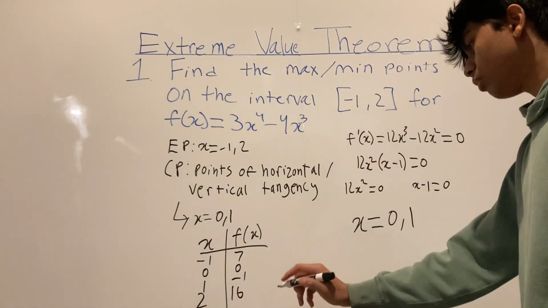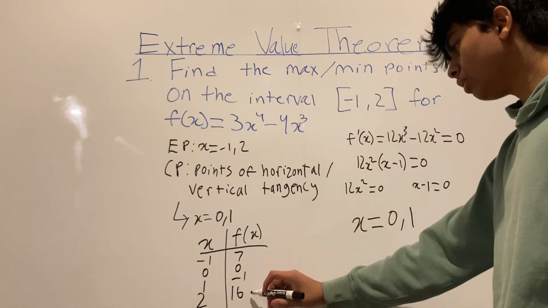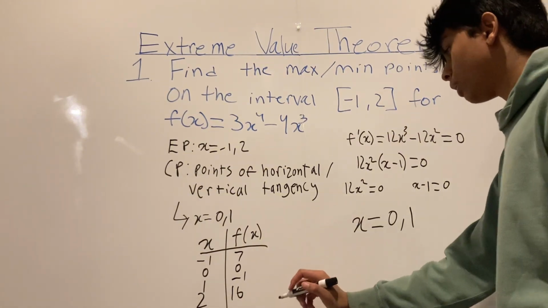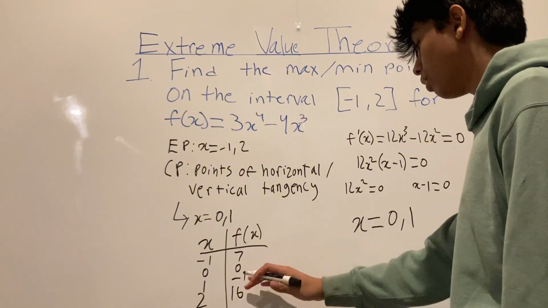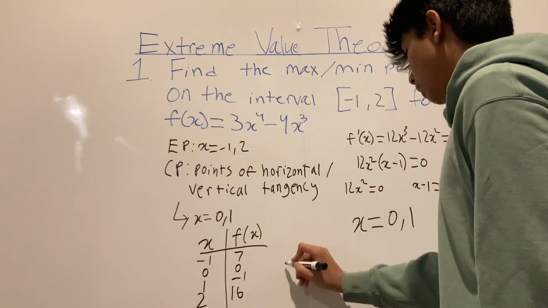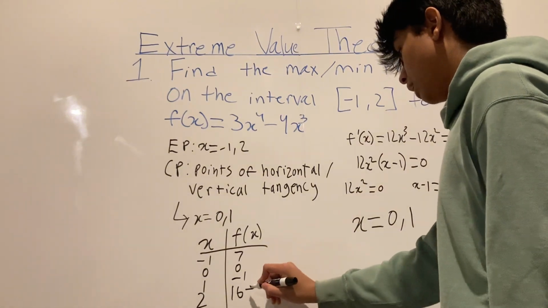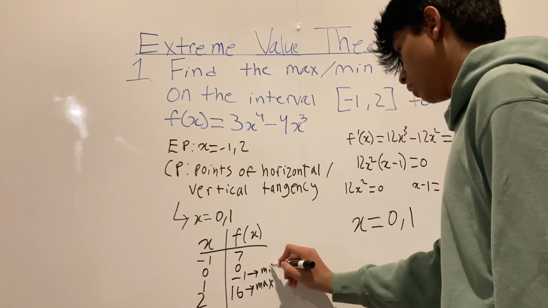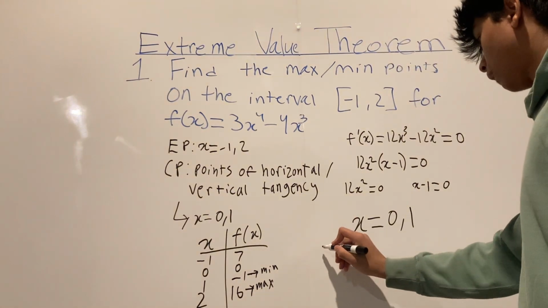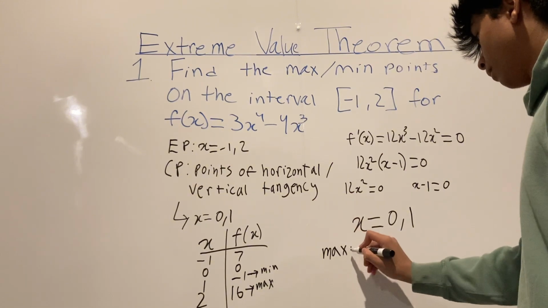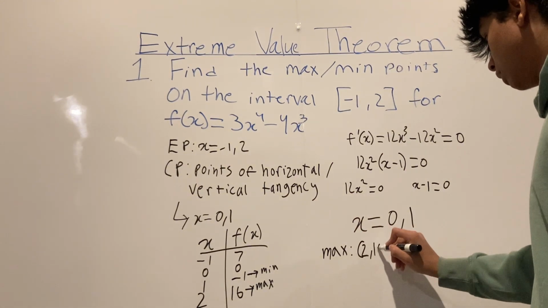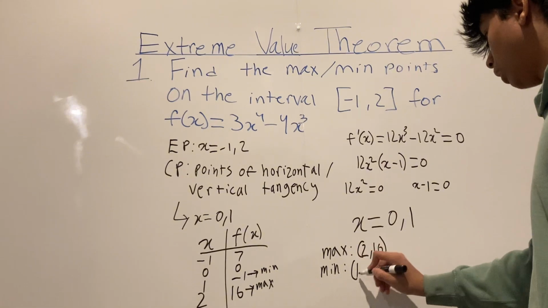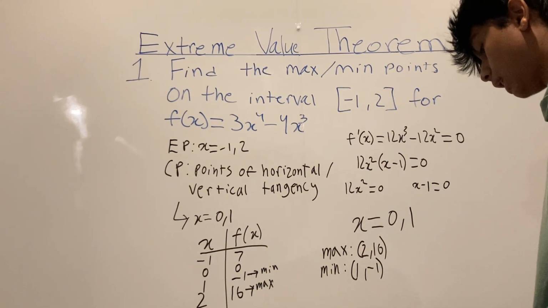So from our table, we can see that this is the highest y value, and this is the lowest y value. Since we compared our y values, the highest y is going to be our max, and the lowest is going to be our minimum. So let's label this max, and this min. Our max point is at 2, 16, and our minimum point is at 1, -1. And that's our final answer.